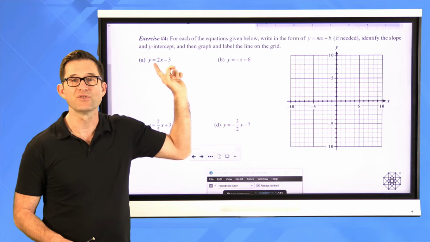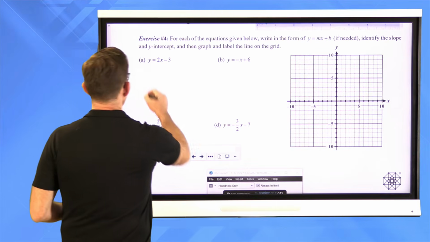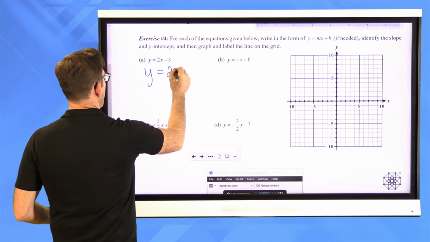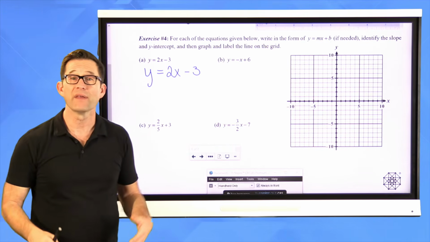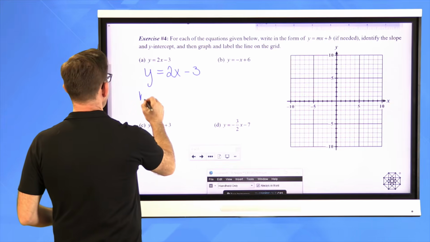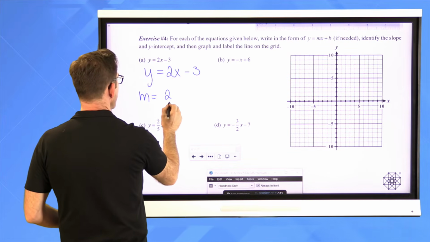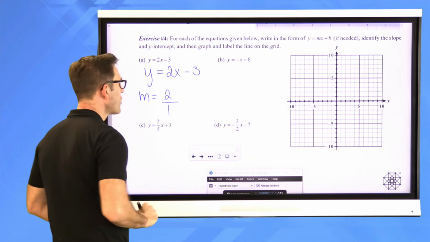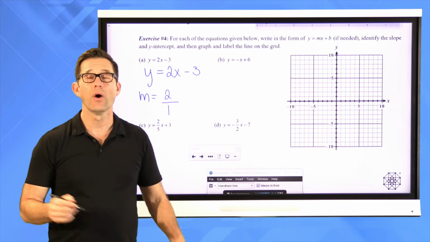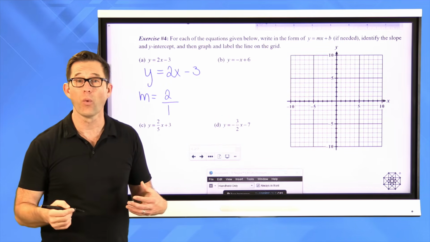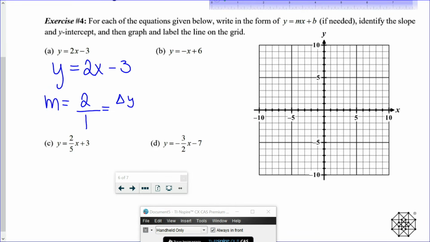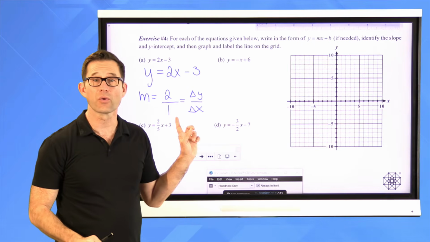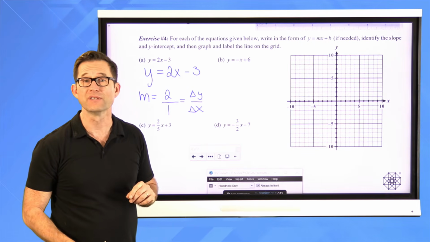Now, in letter A, it's already written that way. y equals 2 times x minus 3. I'm going to write that a little bit bigger just so that you can certainly see it. All right. And what's great about this is immediately we know that the slope is equal to 2. Now, since that's a whole number, I'm going to actually write it as 2 over 1, or the ratio of 2 to 1. The reason I'm going to do that is that then tells me, right, for every 1 unit that x increases, y will increase by 2 units.